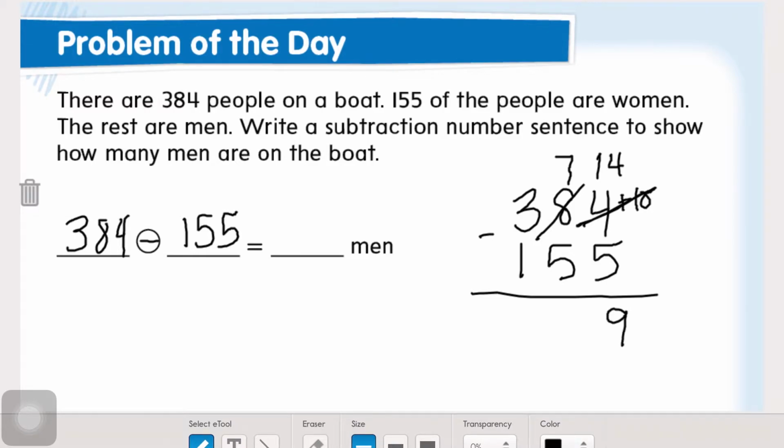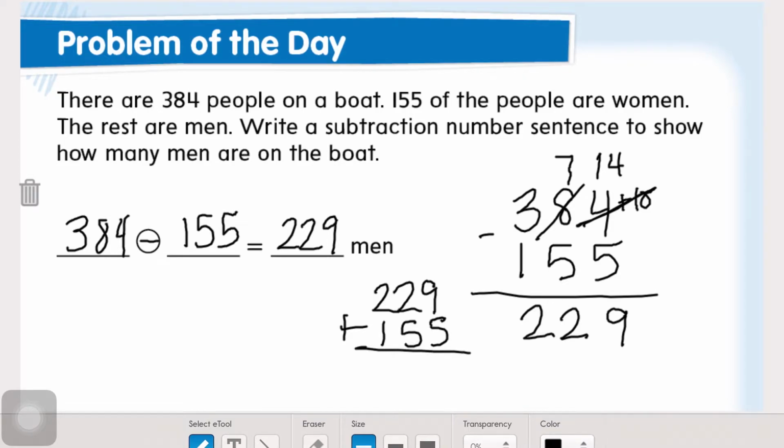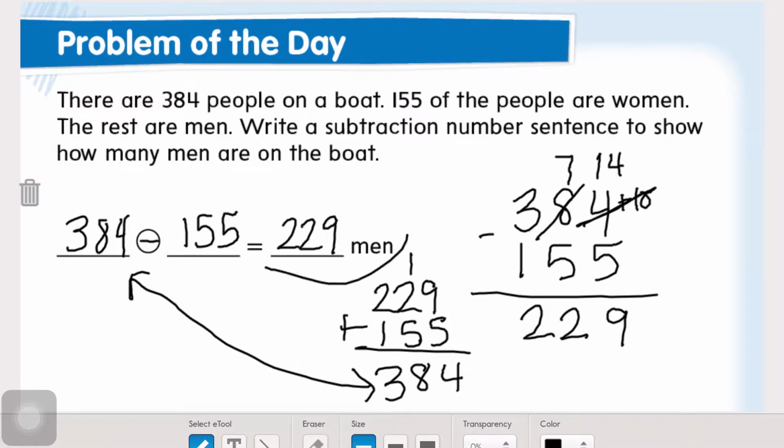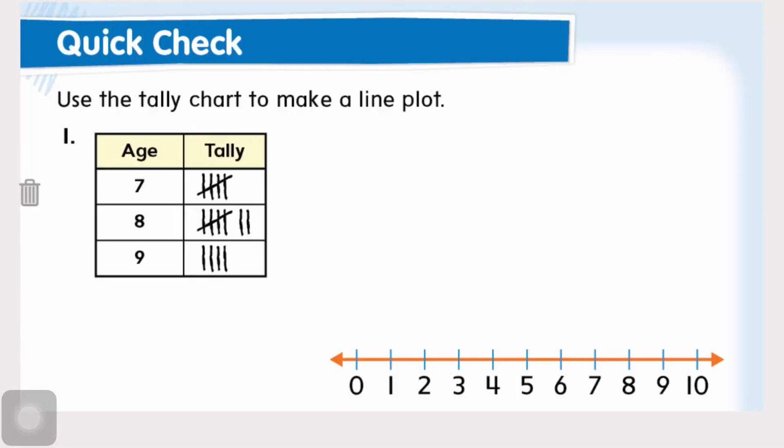7 minus 5, I have more on top, no need to stop. 3 minus 1 is 2, so there are 229 men. I can check that answer by adding my two parts together to see if it equals my whole of 384. So 9 plus 5 is 14. 5, 6, 7, 8. 2 plus 1 is 3. 384. 384, so this is correct. There are 229 men.